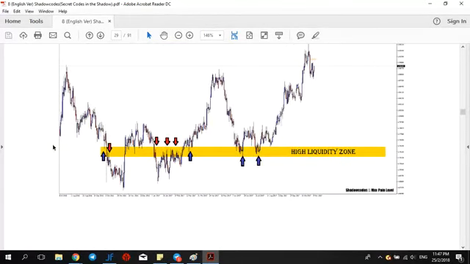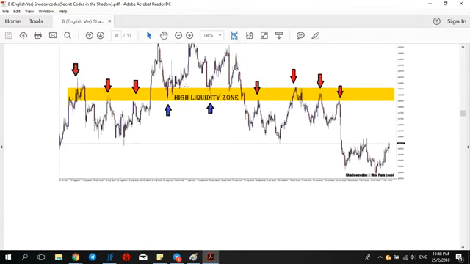You can see there is a support here, and then it got broken down and became a resistance, and then it got broken down again and became support over here, and then it got broken down again and became resistance, broken down again and became support, and it still holds as support. You can enter on this RBS or SBR.